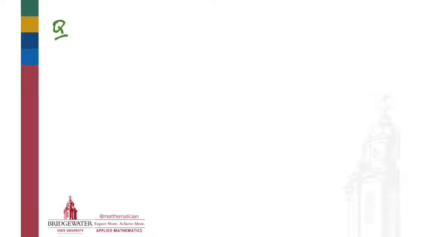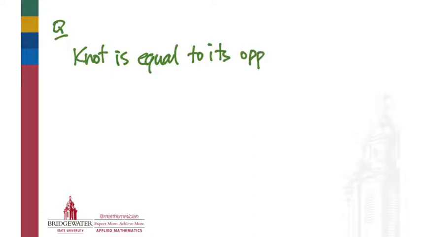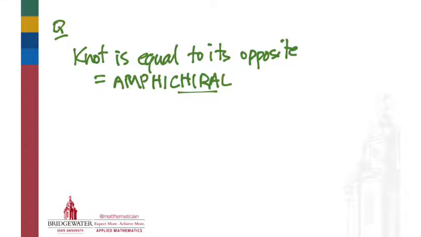A knot which is equal to its own opposite is called amphichiral. This is a great word, for no other reason than I wanted to define it. Amphichiral. Chiral, by the way, is a word that chemists love to use, right? It means handedness. Amphichiral. It's a knot that's equal to its opposite. And so the question is, is there a knotted amphichiral knot?